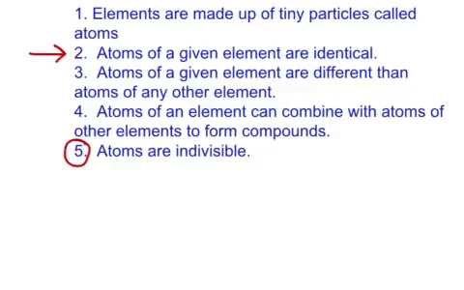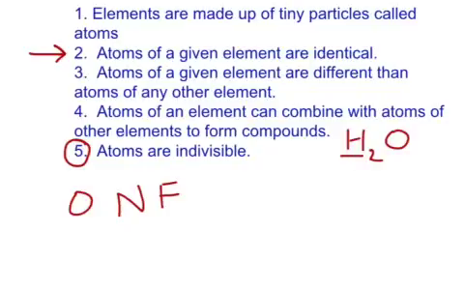The third point in Dalton's atomic theory is that atoms of a given element are different than atoms of any other element. All that's saying is that an oxygen atom is different than a nitrogen atom or a fluorine atom. The fourth point is that atoms of an element can combine with atoms of other elements to form compounds, and we know that this is true based on things like water, where we have an element of oxygen combining with elements of hydrogen.